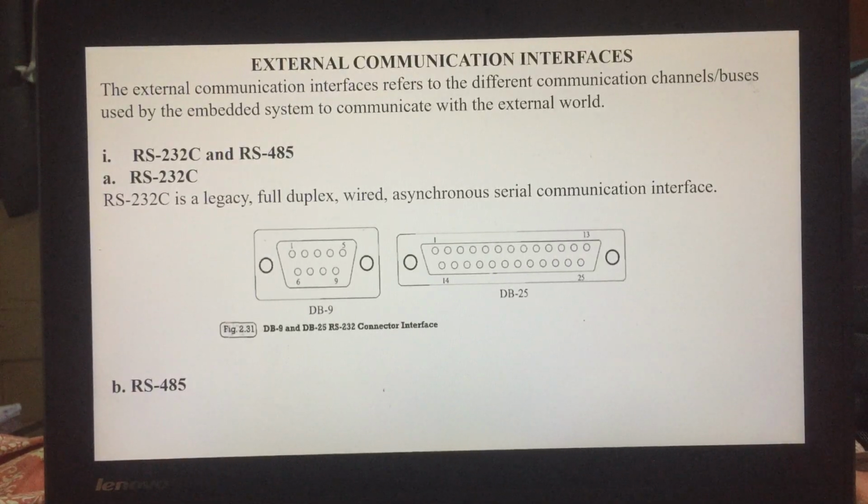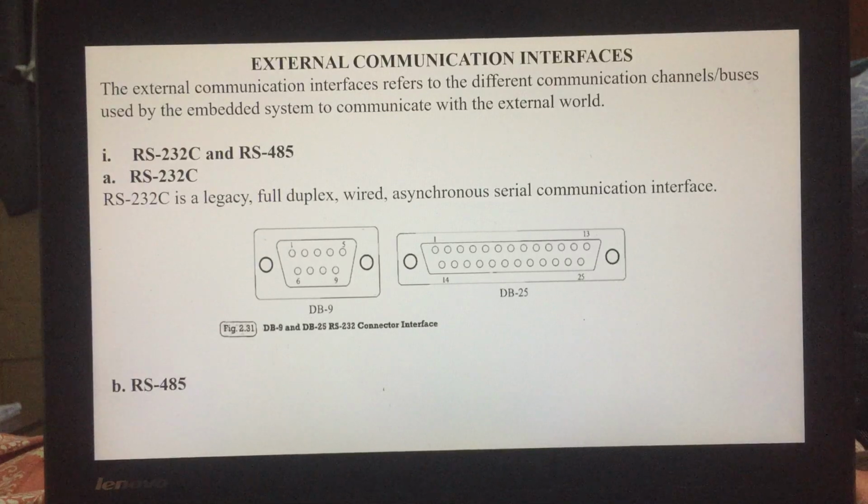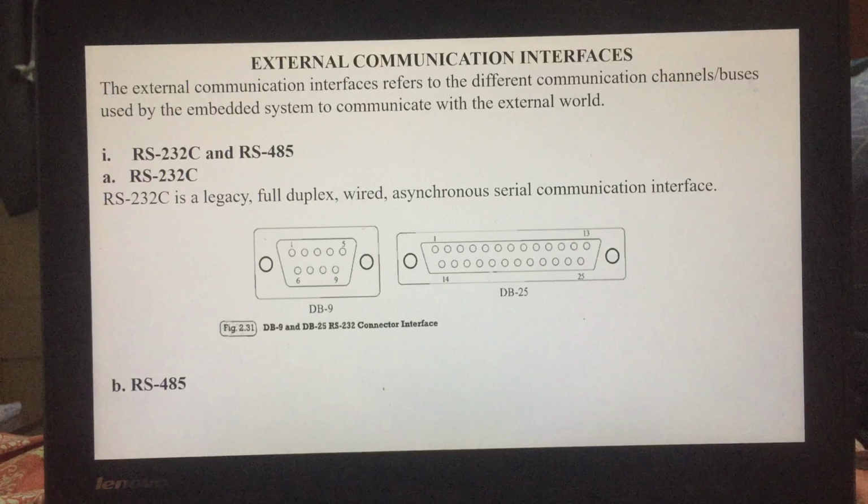Figure shows the DB9 and DB25 RS-232 connector interface. In RS-232C, 232 refers to the recommended standard number and C is the revision C from the Electronic Industries Association. Full duplex means communication can happen simultaneously in both directions. Asynchronous means the operation is not in sync with the clock. RS-232C is a legacy full duplex wired asynchronous serial communication interface.